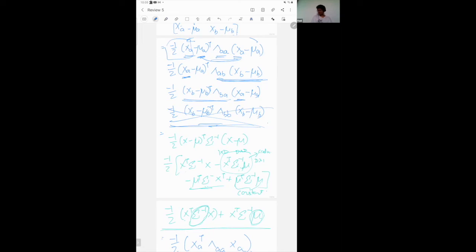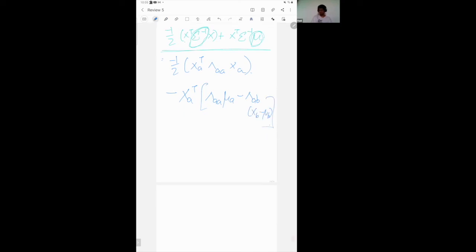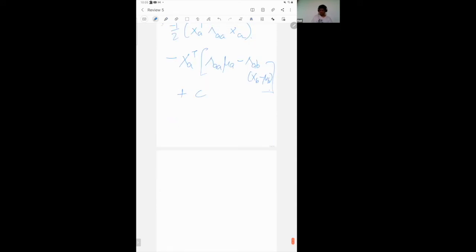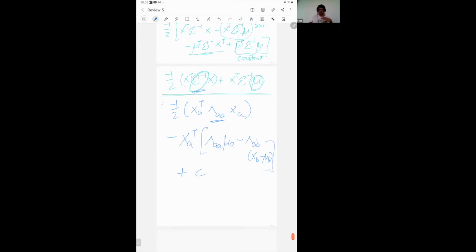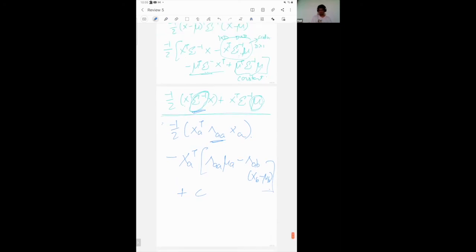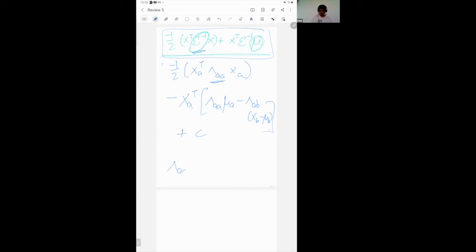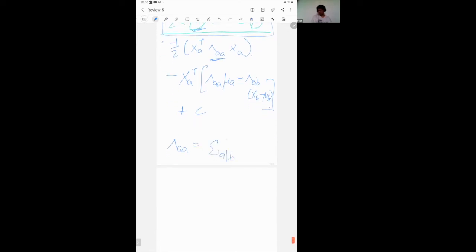Just multiplying all of this together, what we get is sigma aa minus sigma ab times xb minus nu b, and everything else is just constant, so I'll just write plus c. Now if we compare the second-order term, we know this is in terms of xa, and we got what we wanted. The exponential term behaves in this manner, and hence we know it's a Gaussian. By directly comparing, we know sigma aa becomes our covariance matrix of sigma a given b.